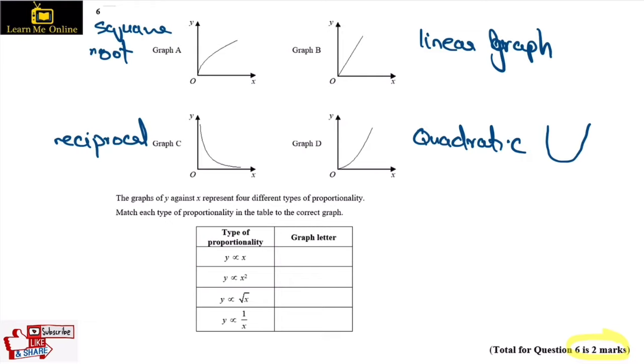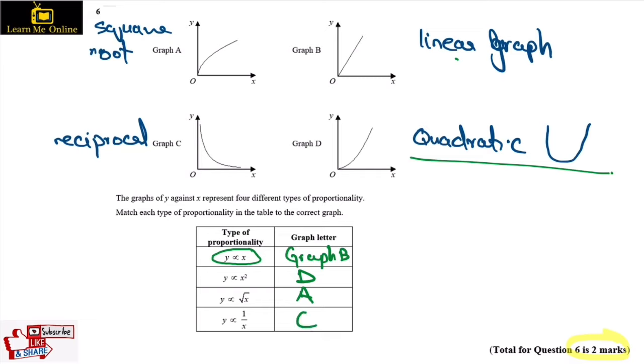So I'm going to start with the first one now. We're going to look at y is directly proportional to x. It's a linear function, so it would be graph B. Now y is proportional to x squared. This is going to be the quadratic. It's the part of the quadratic graph, so we're going to say that this is graph D. Now y is proportional to the square root of x, which makes our graph A, and the other one is the reciprocal function, so that would be graph C.